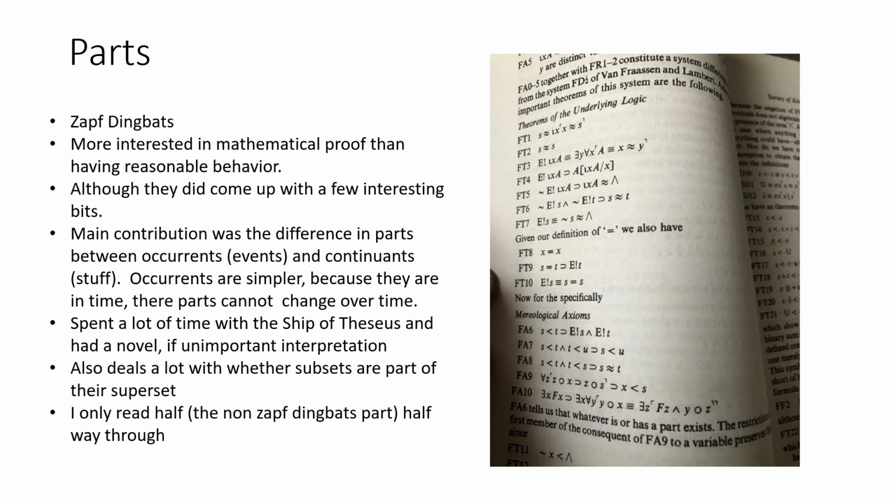So it seemed like they were way more interested in what you can derive mathematically given which assumptions you make. But every once in a while they'd come up with something interesting. And the highlight, at least as far as I was concerned, was this: they made an interesting distinction between occurrents, or things that happened like events, and continuants, stuff and people and cars and all that kind of stuff.